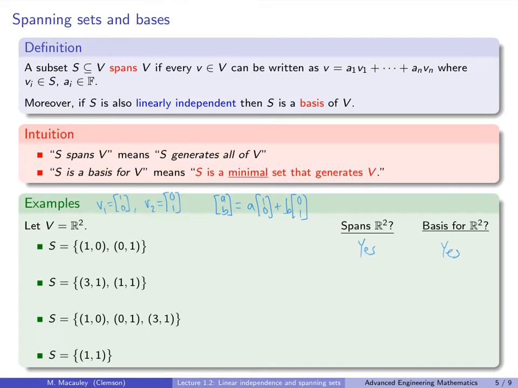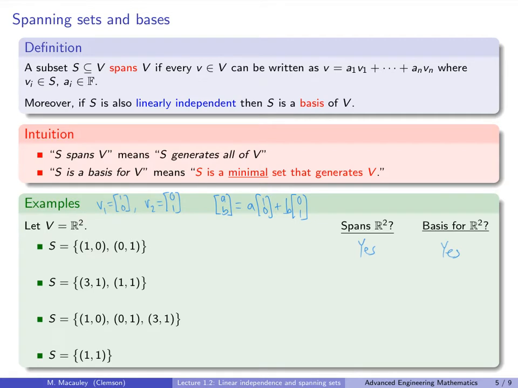Now let's go back to our intuitive definition. It says a basis generates V, but it's a minimal set that generates. And so yes, this set here generates R2, but it's minimal in the sense that if we remove either of these vectors, it's not going to generate.